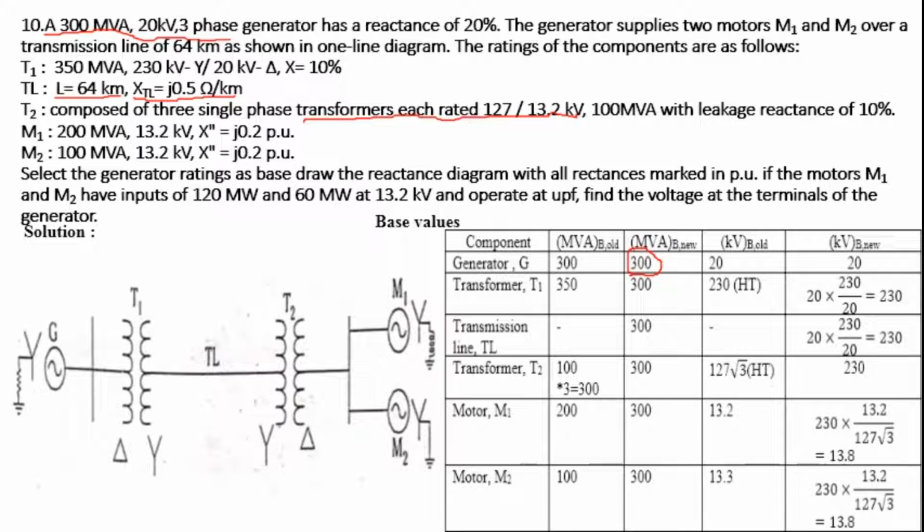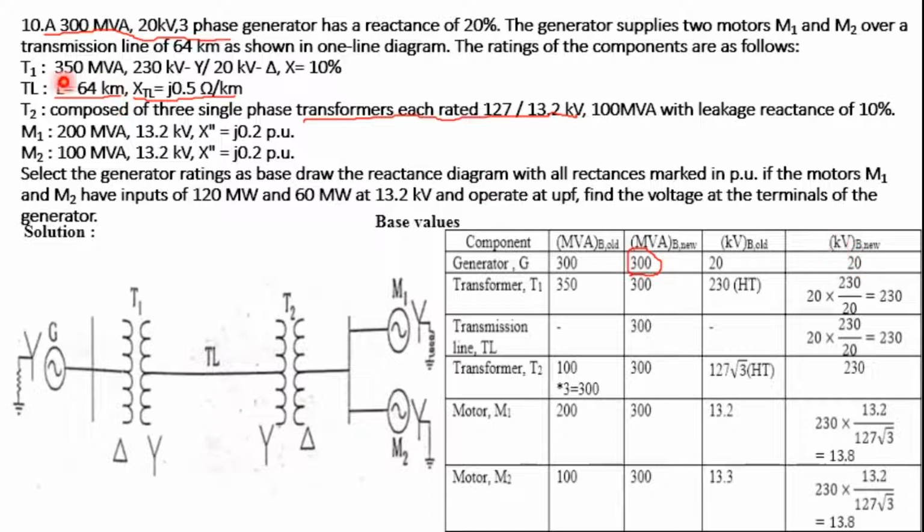This is somewhat lengthy, so we're considering a tabular column to understand it. Based on this table, you can write the values and get it solved. The columns are component, MVA old and new value, and kV base old and new value. For generator G1, the old value is 300 MVA, and the new value is also 300. In the numerical, it is 20 kV, and since we are considering generator G1 as the base, we get 20 kV.